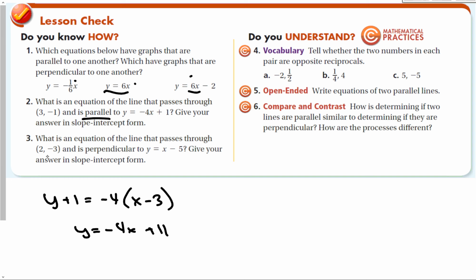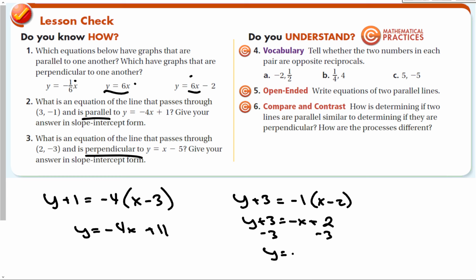Equation of a line that passes through 2, 3 and is perpendicular. Well, this has a slope of 1, so my new slope would be negative 1 over 1. So we would have y plus 3 equal to negative 1 times x minus 2. So that'd be y plus 3 is equal to negative x plus 2. And then subtract 3 from both sides. So y is going to be equal to negative x minus 1.